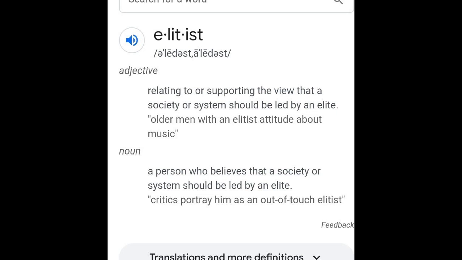Now, interestingly, the word opposite of this is populist. Now, populist is also a negative word. Populist means pandering to public taste. Pandering means catering to the vulgar desires. Populist cinema, populist literature, populist schemes by politicians. Politicians often dole out populist schemes.